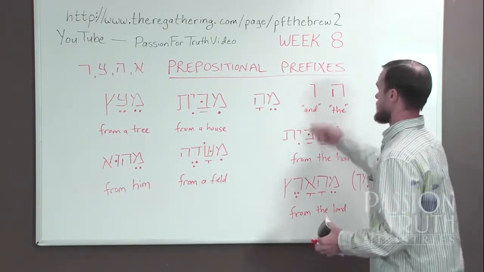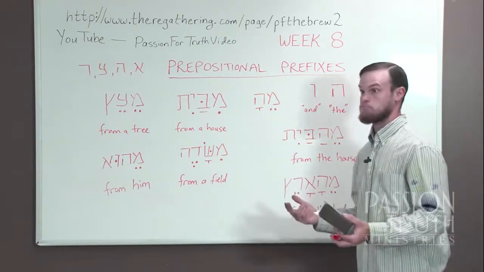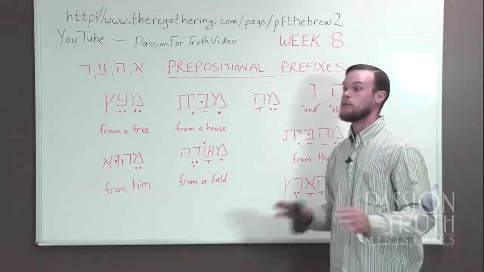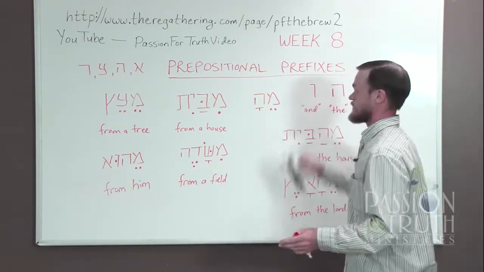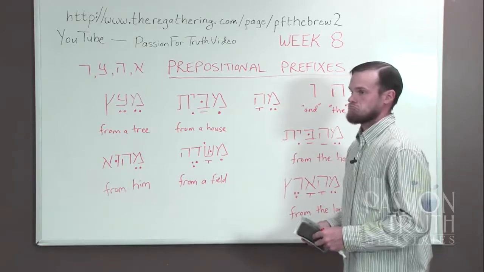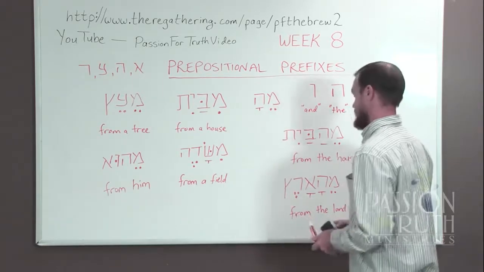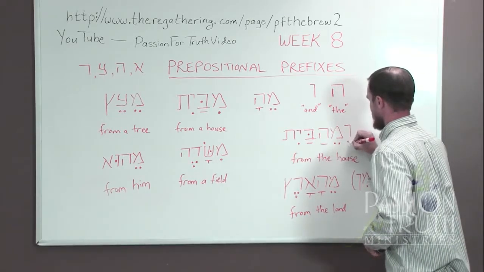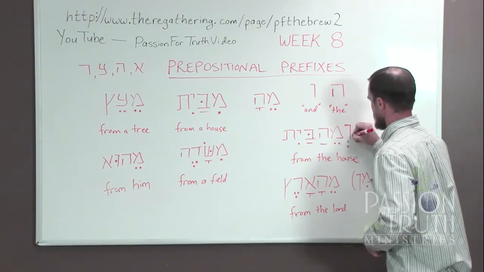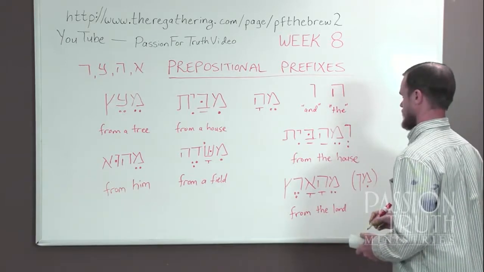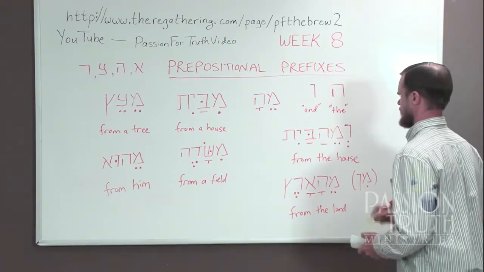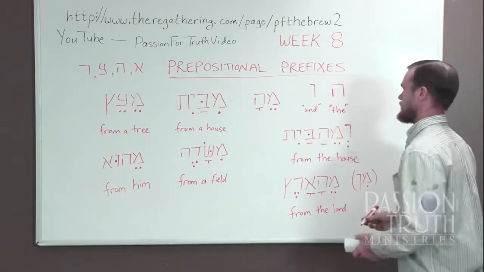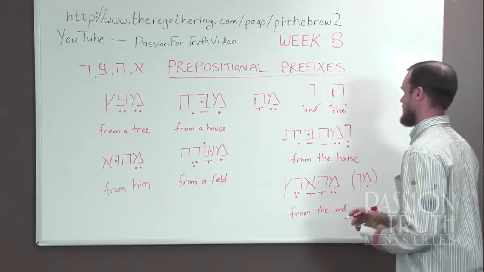Suppose it were to combine with the vav, though, and from. When the vav combines with any prefix, the vav always comes first. You could indeed have and from the. So and from the house. I believe it would be v. Could be u, but we'll call it v for now. Whatever the case, the vav would come first. V mehabayit, and from the house.